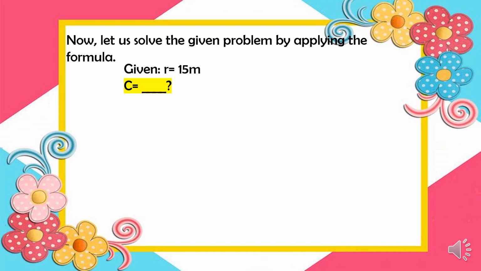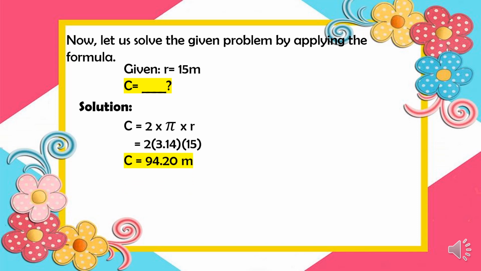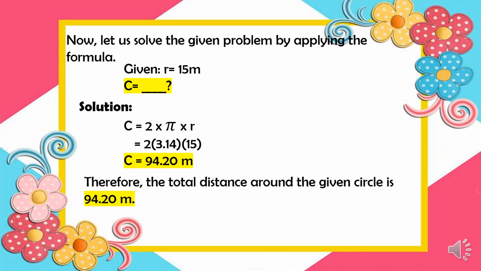For the circle a while ago, the given is the radius, which is 15 meters. We have to find the circumference of the given circle. For the solution, the formula in finding the circumference is 2 times pi times r. Let us now substitute: 2 times 3.14, which is the value of pi, times 15. The answer is 94.20 meters. Therefore, the total distance around the given circle is 94.20 meters.